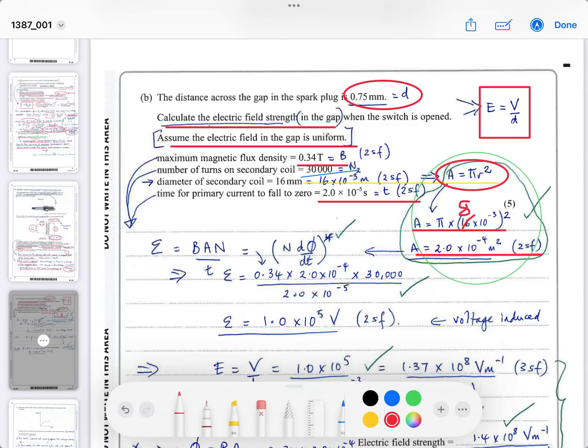See, all the data provided is to 2 significant figures. And once you know that, you can then work out the EMF.